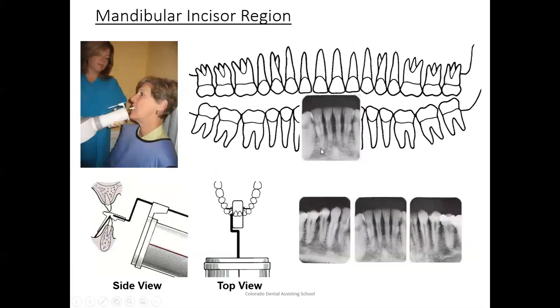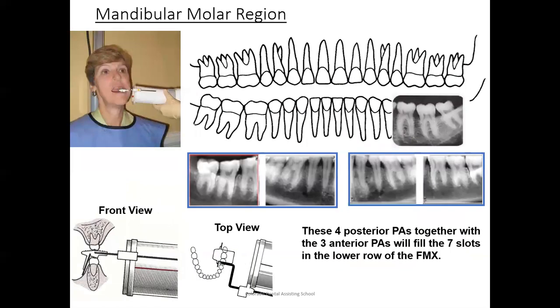Remember, when we're taking PAs, we want to be able to see the apex and a little bit past the apex. So we want anywhere from 2 to 3 millimeters past the apex. This is a great shot because not only can we see anterior, but we can see past the apex of the tooth, all of this healthy bone down here. We want to make sure nothing is going on down there. The doctor wants a good look at it.